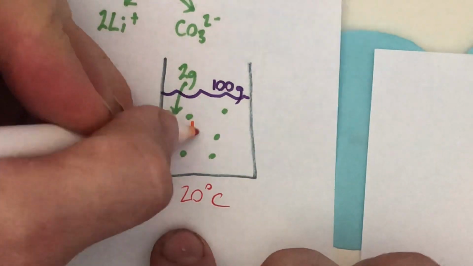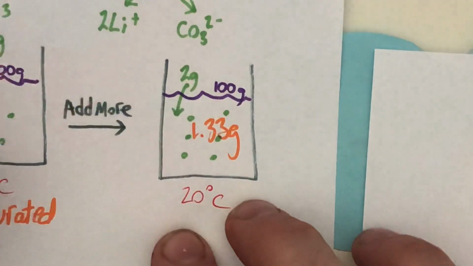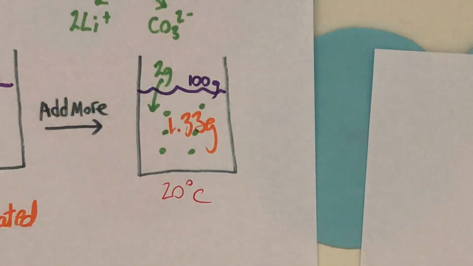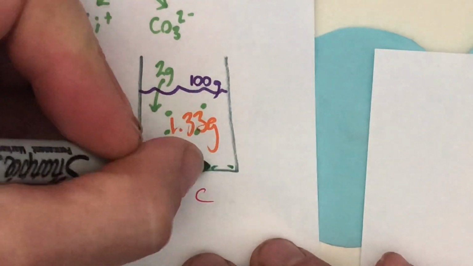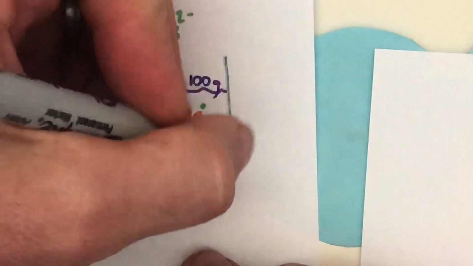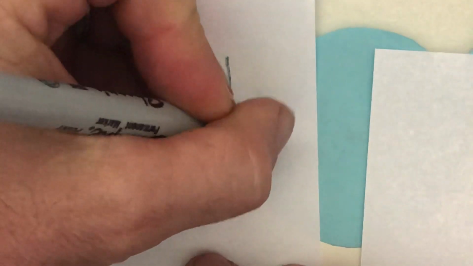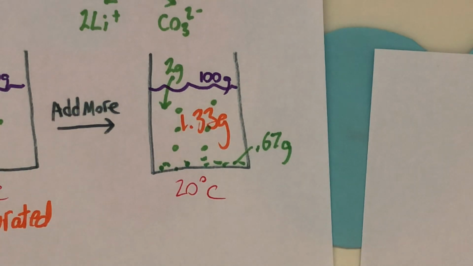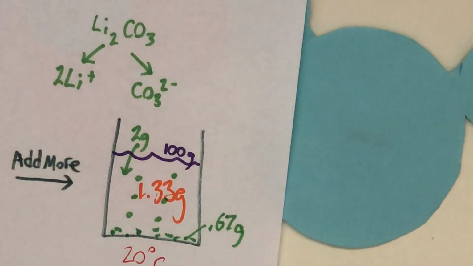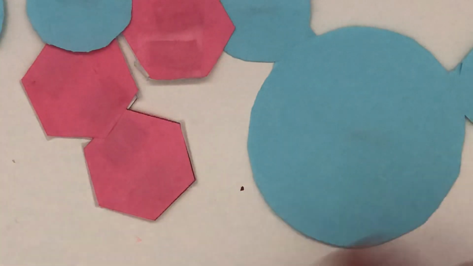So we know that 1.33 grams will dissolve, but we also know that some of the extra will fall to the bottom. So that would be, what, 0.67 grams of extra solute would just sink to the bottom, and only 1.33 grams would actually dissolve. So why is that? Let's think about what's going on there.